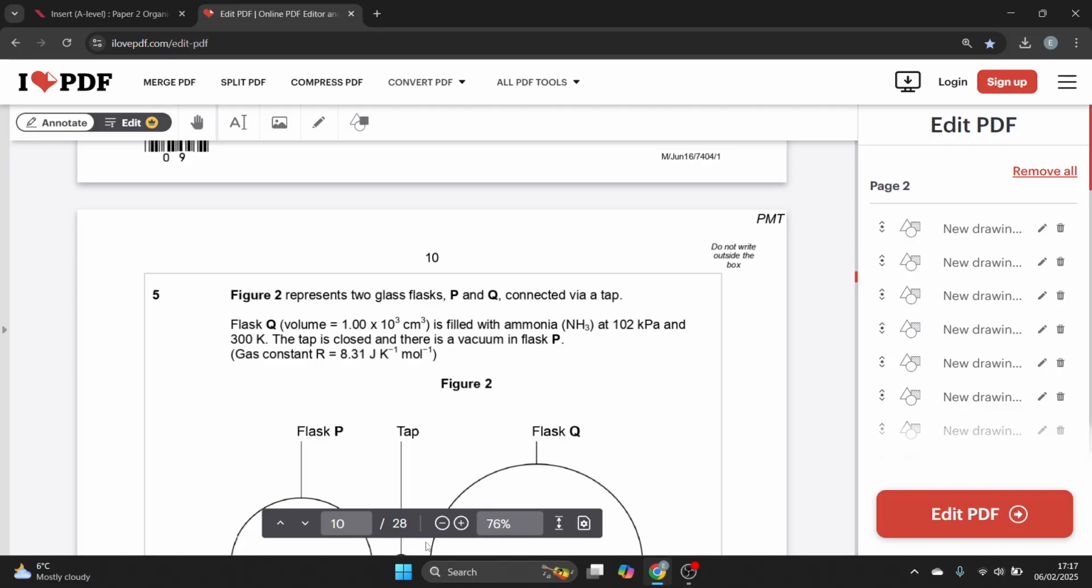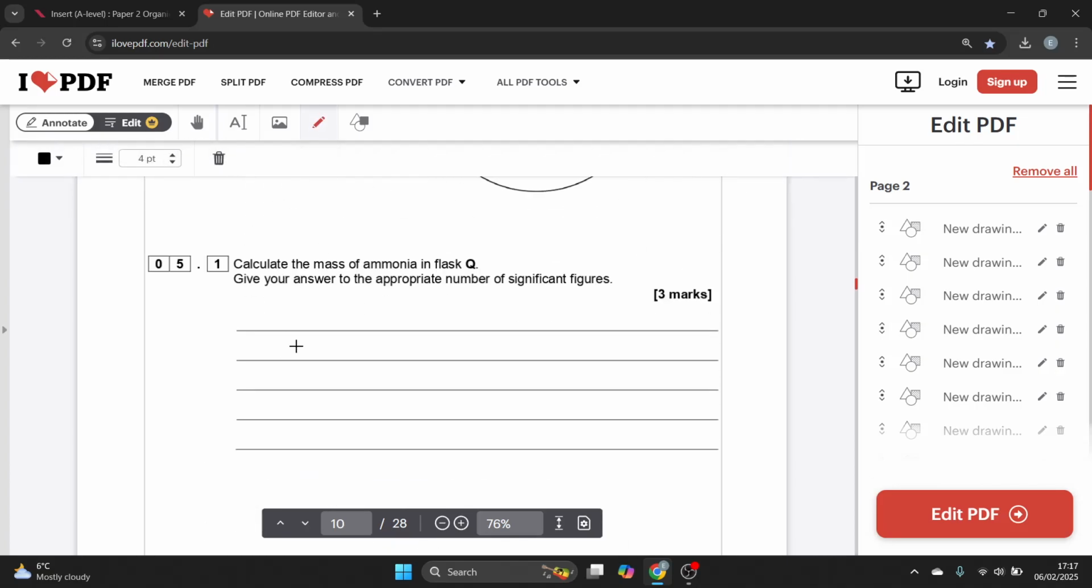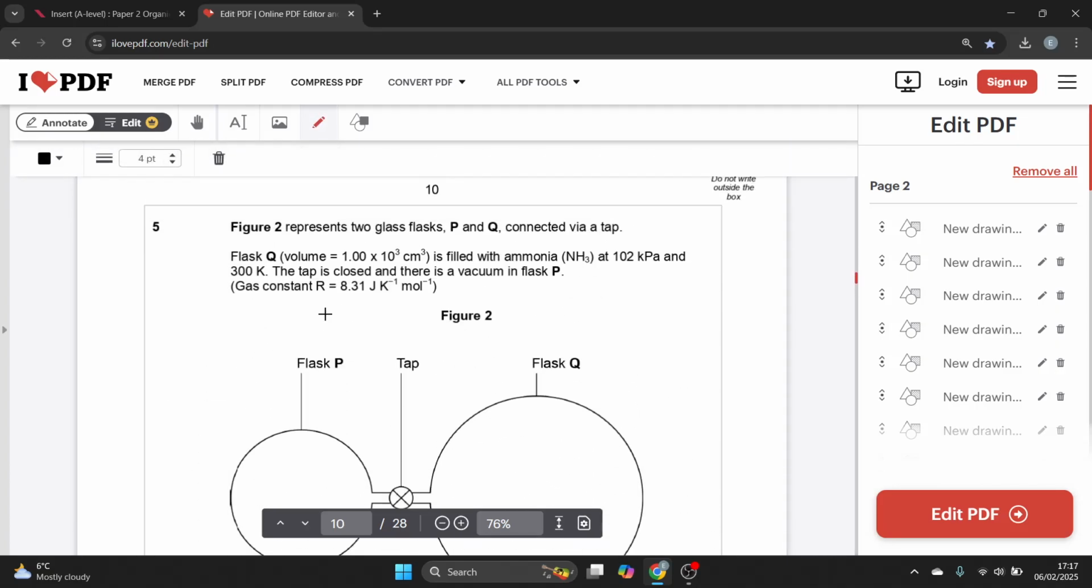Flask Q, volume is given, is filled with ammonia at that pressure. The tap is closed and there is a vacuum in flask P. The gas constant R is given. Calculate the mass of ammonia in flask Q.